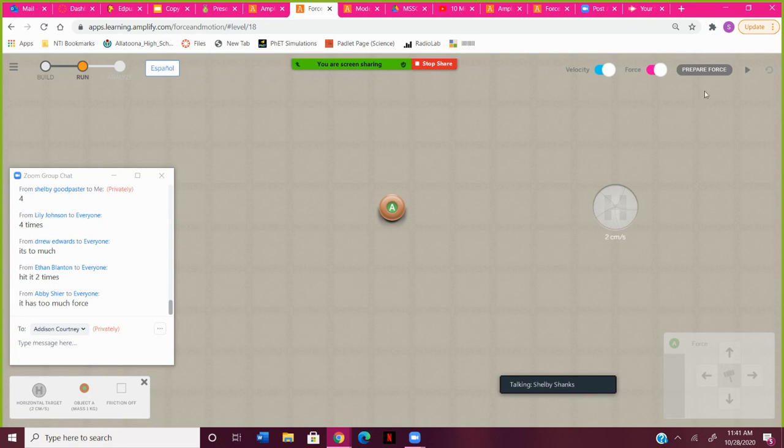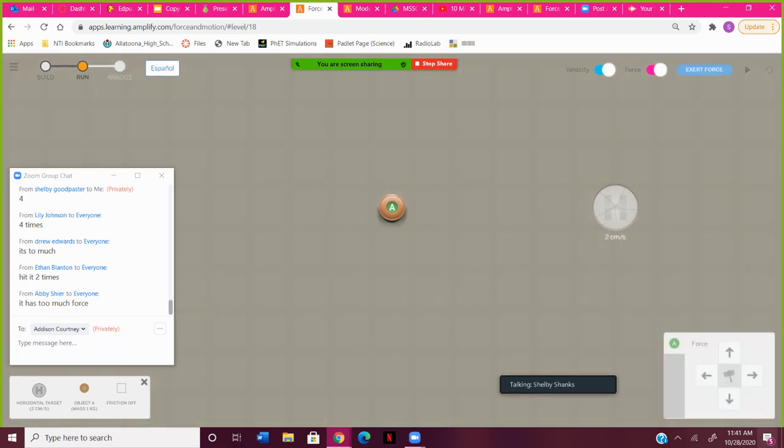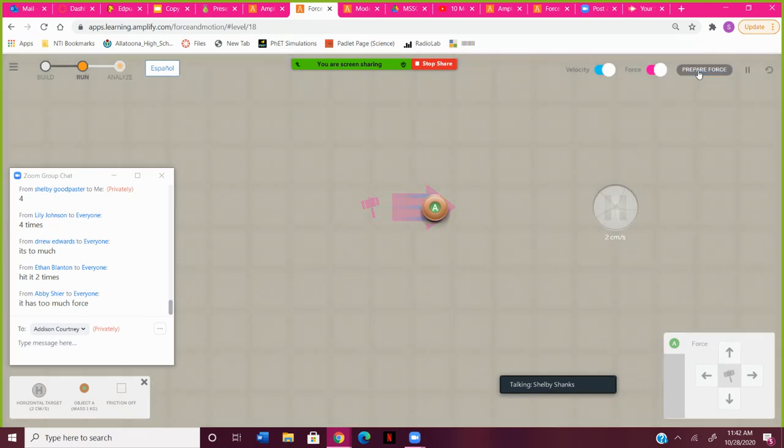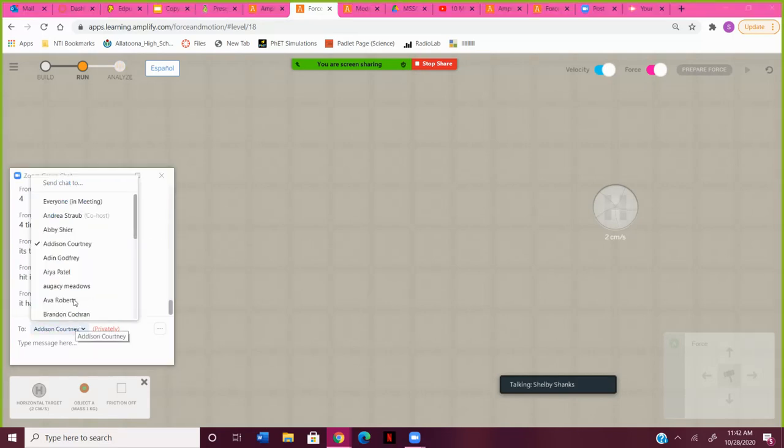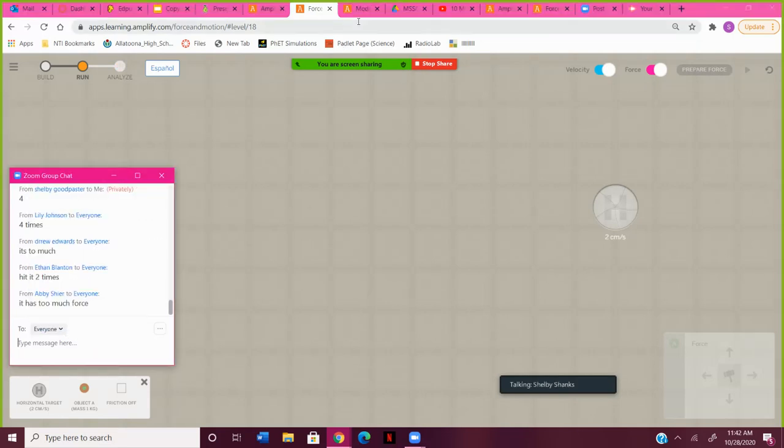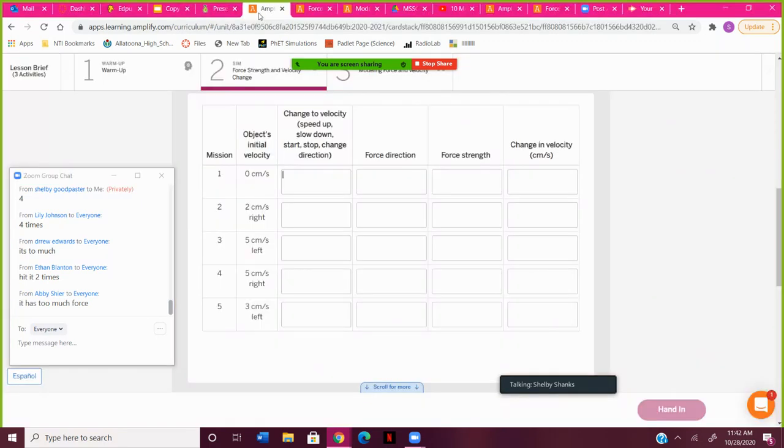And what I'm going to do is prepare my force, and I am only going to hit this arrow 1, 2 times. If this works out, this object should go into the target and it should kind of eat it up. There we go. Perfect. All right. So after you get done with that, you are going to go back into Amplify and to your table.